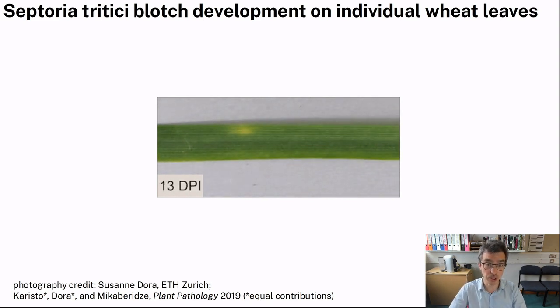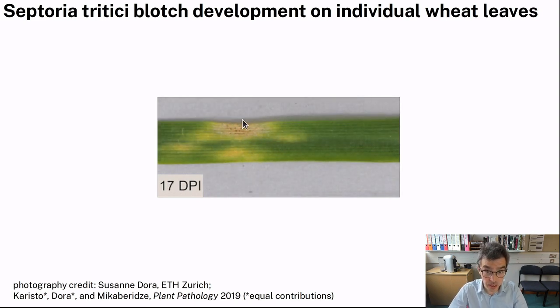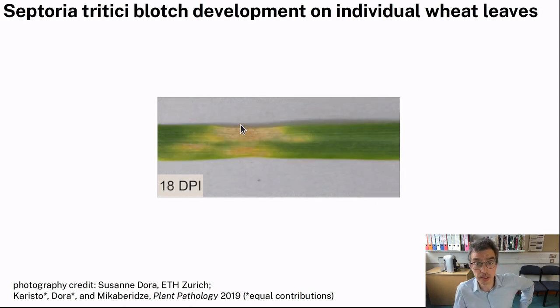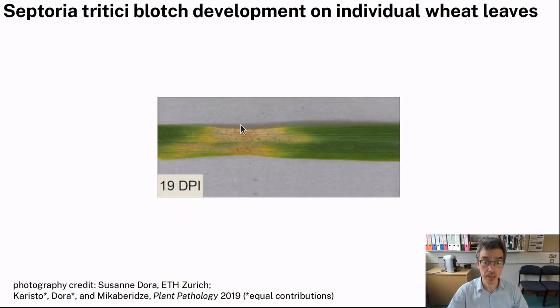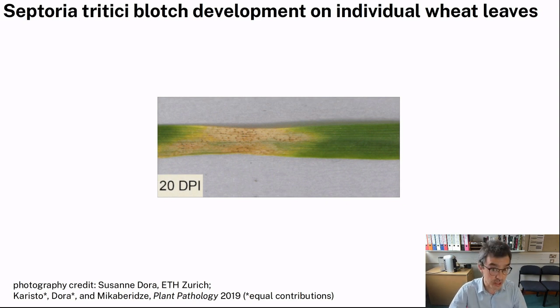So the first lesions started to form about 12 days post-inoculation, 12 DPI. And eventually different lesions formed at different locations across the leaf. And pycnidia, those black fruiting bodies, started to form within the lesions. And then eventually the lesions started to merge together. And at the end, the entire leaf has become covered by lesions with pycnidia.